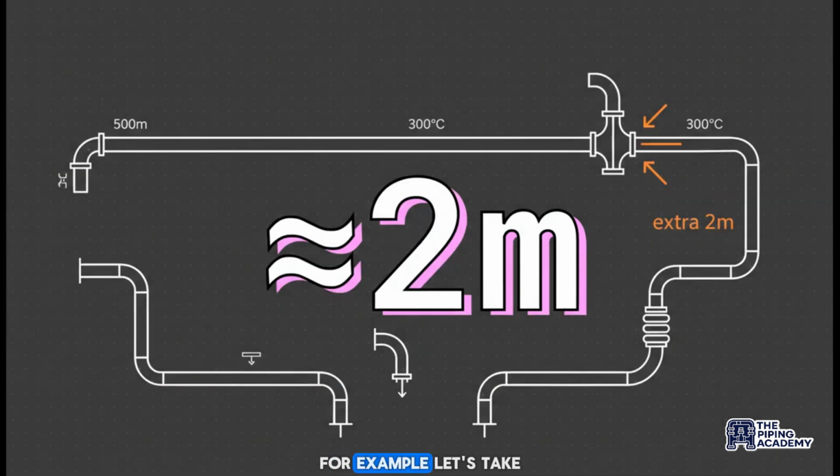For example, let's take a main steam header, a pretty common thing to see running down a pipe rack. Let's say it's 500 meters long and operating at 300 degrees Celsius. Well, that pipe is going to grow by nearly 2 meters. 2 meters! So the critical question you have to ask yourself as a designer is this. Where does that extra 2 meters of solid steel go? Because it has to go somewhere.